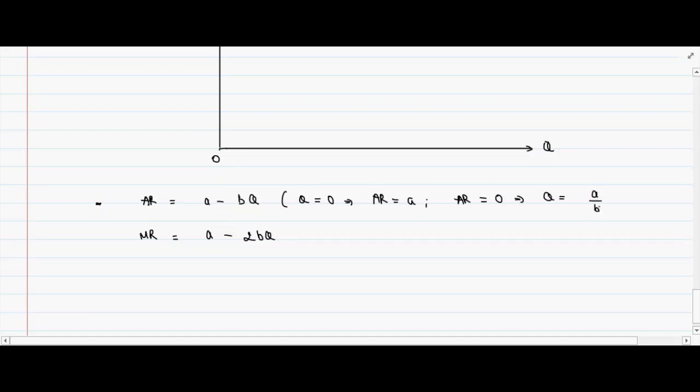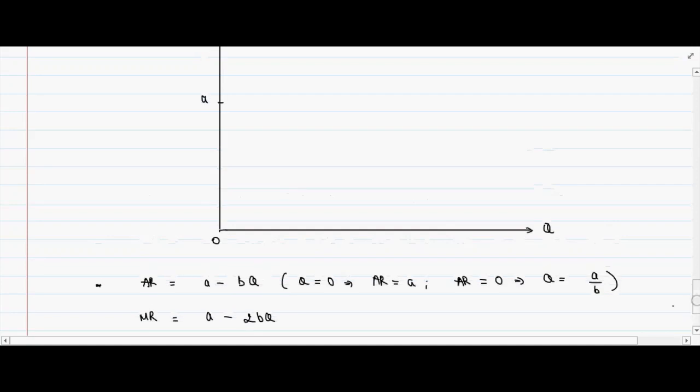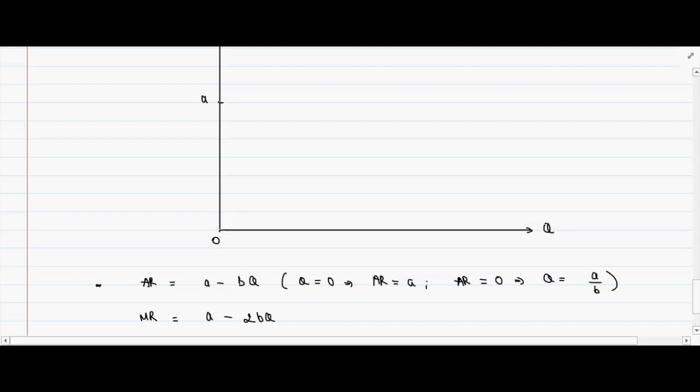So I've got two intercepts, vertical and horizontal. When Q equals 0, average revenue is A, so that is the vertical intercept, and where Q equals A on B, average revenue is equal to 0, so that is the horizontal intercept. Just say I have A on B somewhere here. If I connect these two points together, I'll get a straight line, and this is my average revenue line.